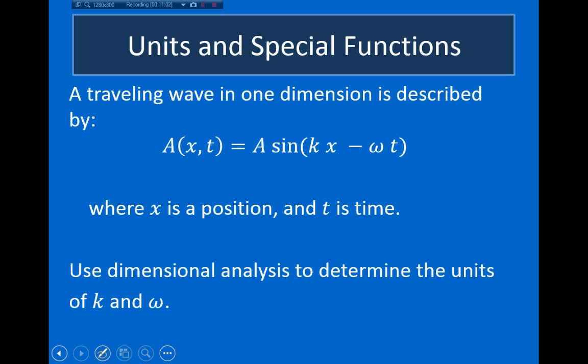So let's look at a simple example. A traveling wave in one dimension is described by this equation, where x is a position and t is time. So we're asked to find the units of k and omega. So this means that the units of k times x has to be unitless. So this thing is unitless. And this thing over here also has to be unitless.